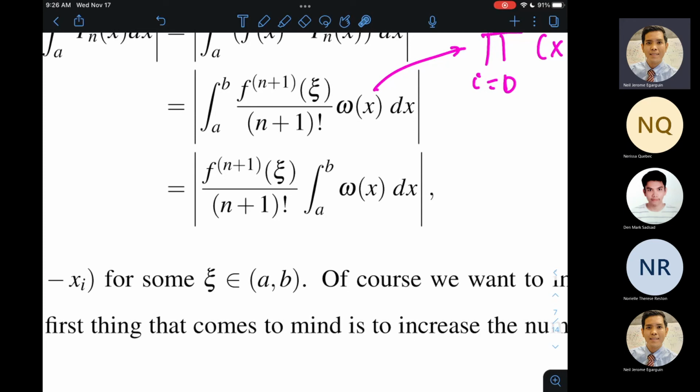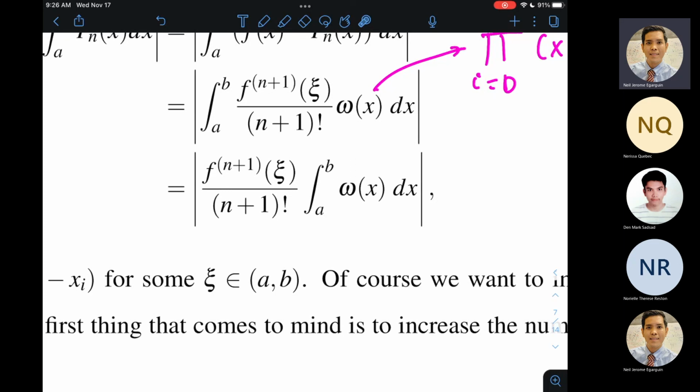So, sa integration, pwede ko rin itong gawin. Hati-hatiin yung interval into several sub-intervals, tapos mag-approximate ako ng integral sa bawat maliit na sub-interval para dalawang points lang yung gagamitin ko or tatlong points na yung gagamitin ko, hindi masyadong dadami yung total number of points na gagamitin ko sa pag-evaluate ng bawat isang integral. And what will come out of that is what we call the composite integration formulas. And that would be the topic for Thursday. Tingnan natin paano gawin yung composite approximation.